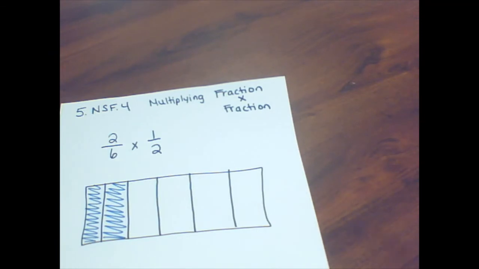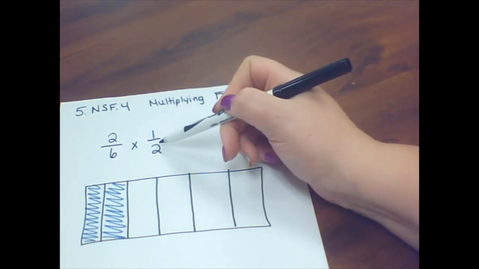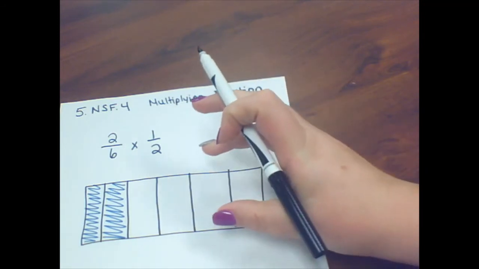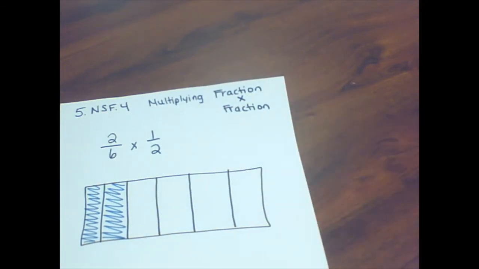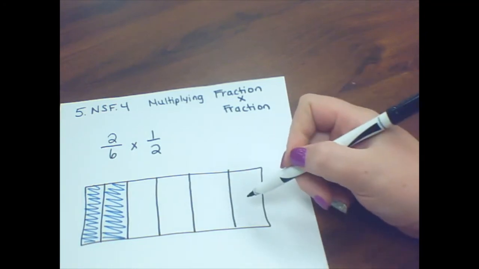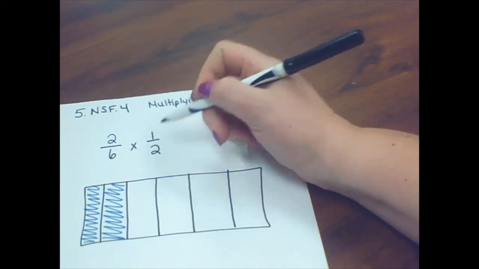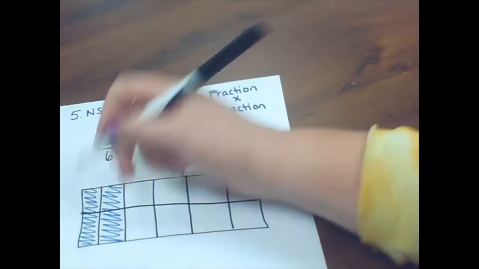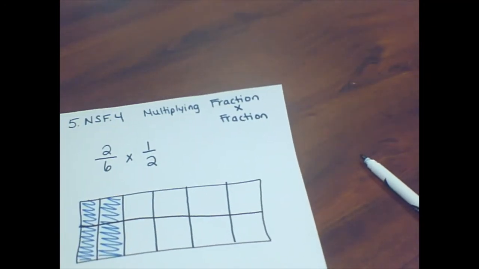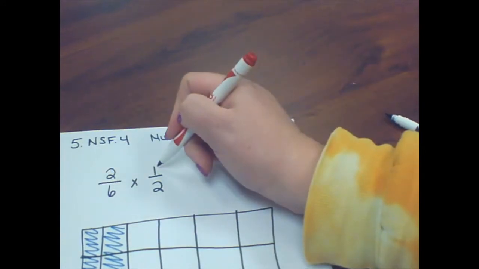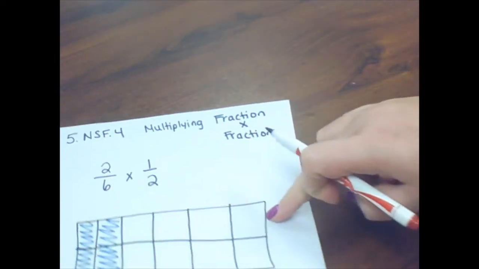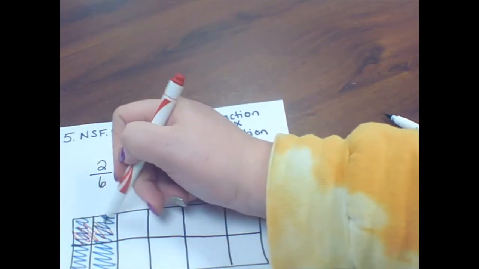Now, when we added and subtracted, we made a second area model for this fraction. When you multiply, you don't. You use the same area model. So I'm going to take this model and now I'm going to split it in half. And I have to shade 1/2. So I'm going to shade all of this because I need to shade half of it.